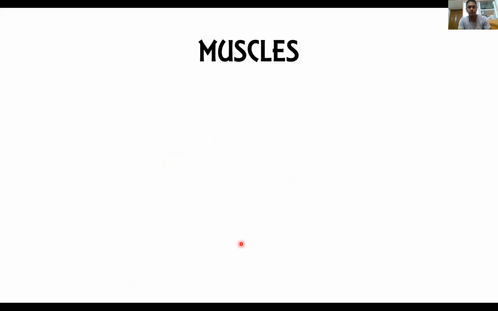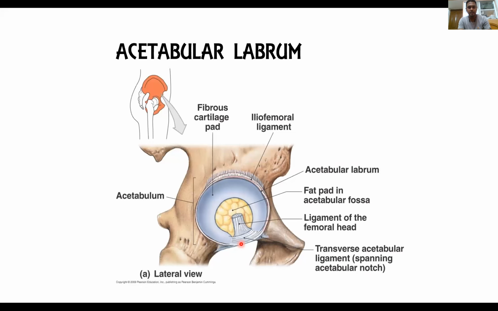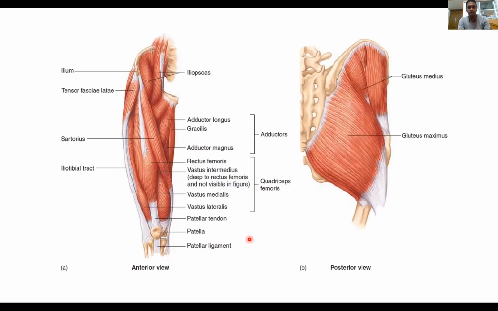Then going to the muscles, we have seen the bony landmarks and the importance of TAL. Definitely this orientation should be there, and when you are doing THR or assisting THR, you should know that TAL is very important. Going to the muscles, this is from the anterior view. This is from the posterior view. Just to get an idea, we can recapitulate everything within a few minutes.